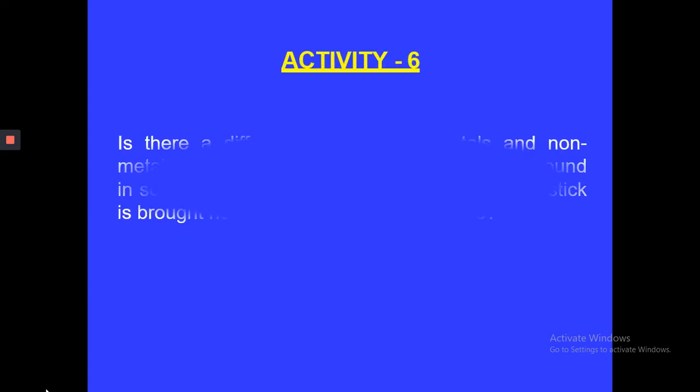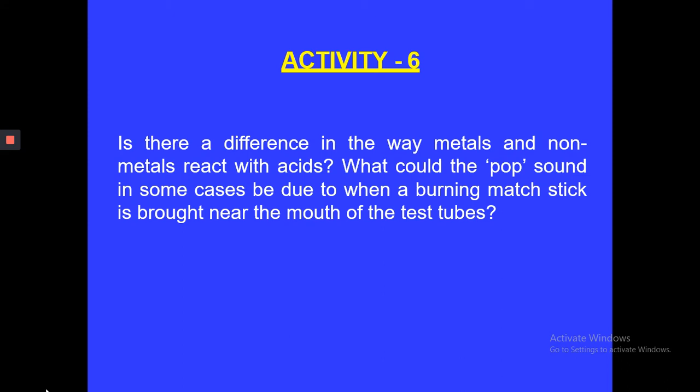Now record your observations. What observation will we get? Is there a difference in the way metals and non-metals react with acid? What could be the pop sound? In some cases it is heard when a burning matchstick is brought near the mouth of these test tubes. So, when acid reacts with metal, salt and hydrogen gas will form, and this hydrogen gas will produce a pop sound when we burn this gas.